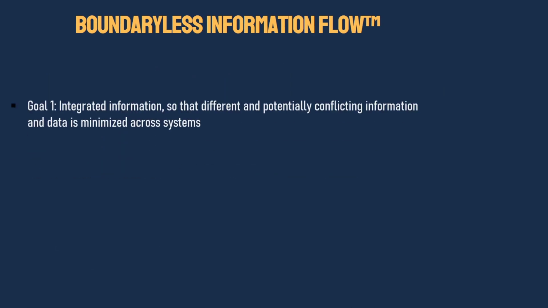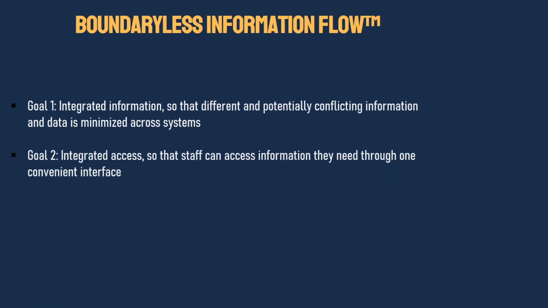Boundaryless information flow. There are two goals for boundaryless information flow. The first goal is integrated information, so that different and potentially conflicting information and data is minimized across all the systems. The second goal is integrated access. This is so the staff can access information they need through one convenient interface.